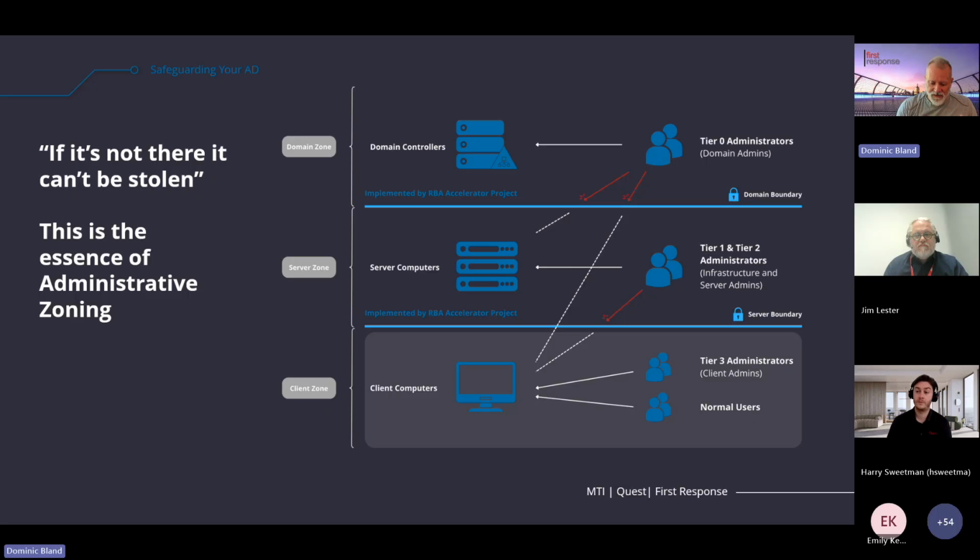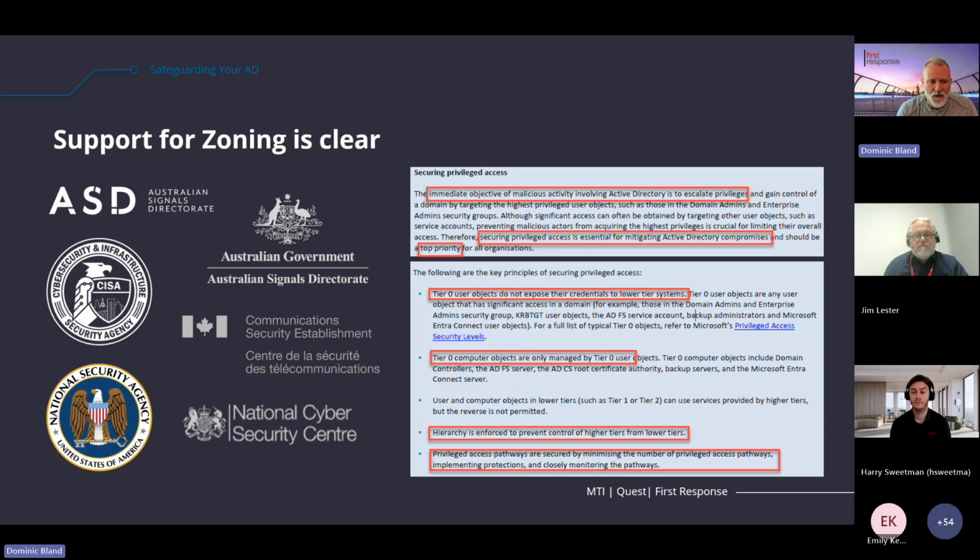And the need for this zoning is actually supported by multiple agencies around the world. This is an extract from a recent document, which was a collaboration between all of the agencies that you can see on the screen there. And the first page of this document, the big grey paragraph on the first page, says the best way to protect Active Directory is to protect the keys, and do that by zoning. And it talks there about zone 0 as the primary zone, that's the domain zone, but it also talks about tiers 1 and 2, which is the server and client zones.